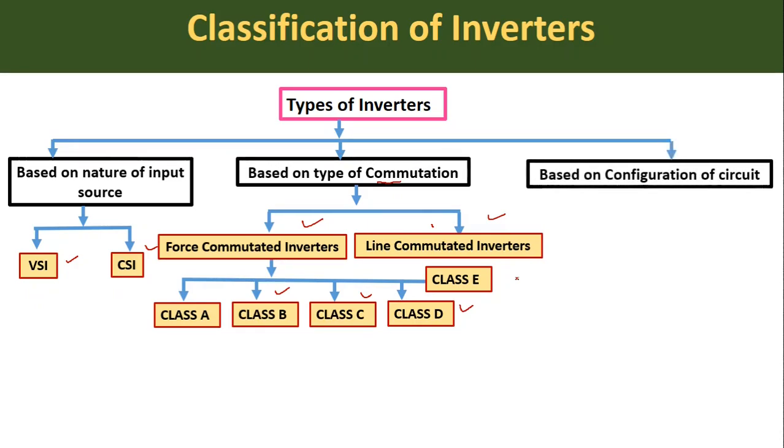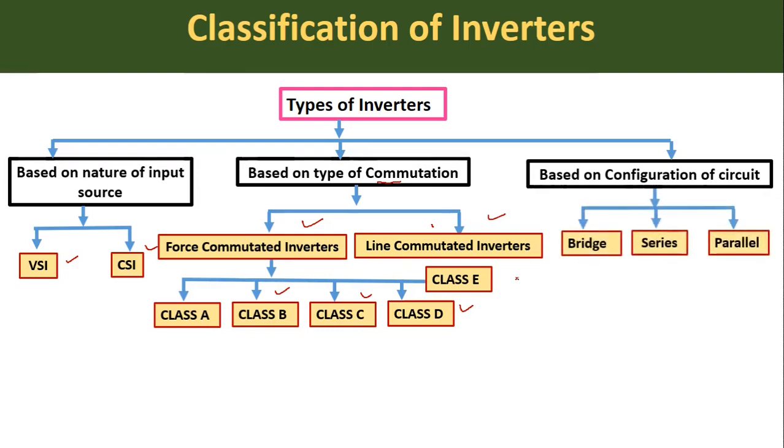Next classification is based on the configuration of the circuit. According to the arrangement of the switching devices and commutation components, this classification is done. So based on the configuration of the circuit, there are 3 types of inverters: bridge inverters, series inverters and parallel inverters. In the bridge inverter, the switching devices are arranged in the bridge form. This bridge inverter is again classified into 2 types: half bridge inverters and full bridge inverters.